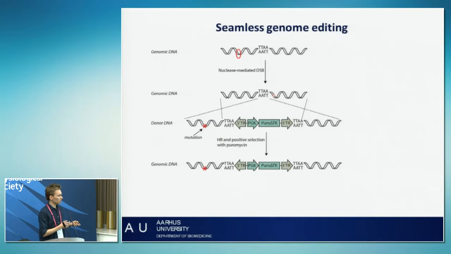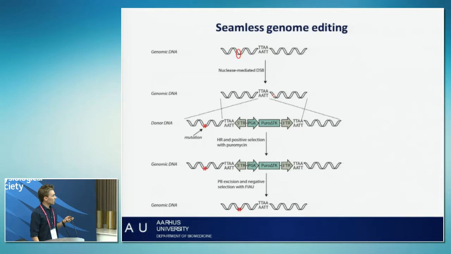We can then screen the clones that we get for the right mutation, and when we have that, because the TK part here is a suicide gene, we can do negative selection when we remove the piggyBac transposon cassette. And what we end up with is essentially the exact same genomic DNA as we had to begin with, only that now we have our mutation of interest. And I think the beauty of this is that we can do selection all the way. I think that's very nice.